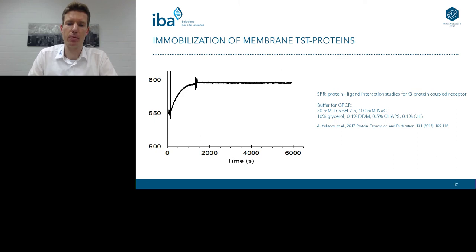So these data were provided by Alexander Yeliseev, and here you can see the coupling of a GPCR protein on a Strep-Tactin XT coated chip by using the Twin-Strep-tag. And you can see that we have here a very stable signal over a long measurement time, which verifies the very high binding affinity of the Twin-Strep-tag to Strep-Tactin XT. And it also shows you that the system works very well with detergent and immobilization of membrane proteins.